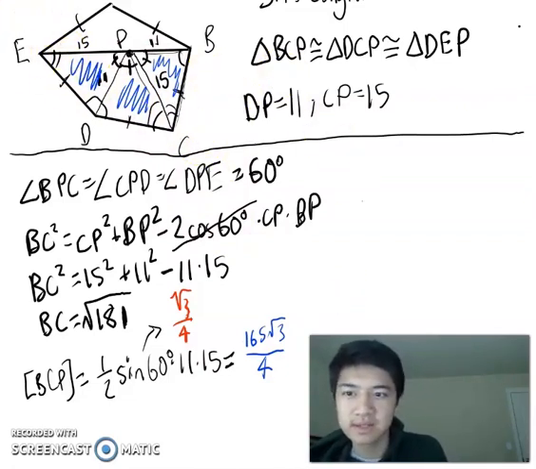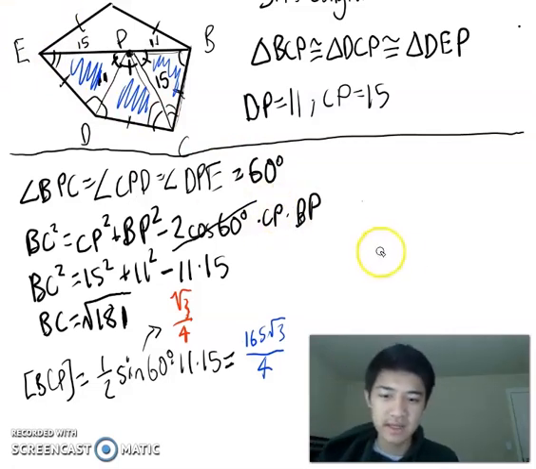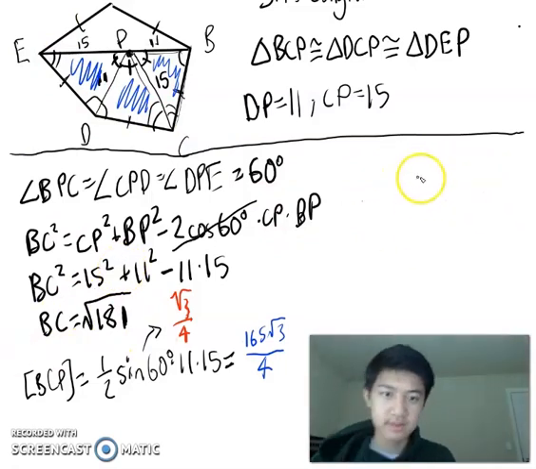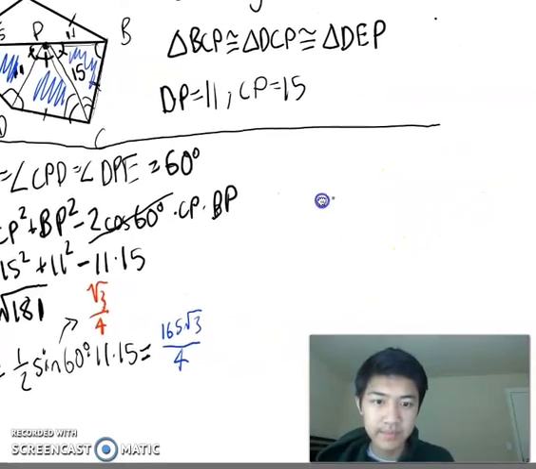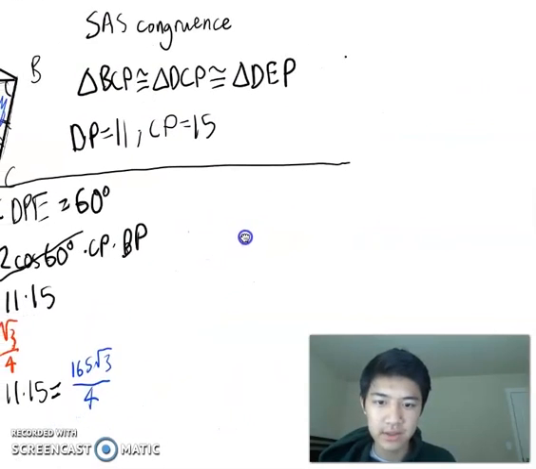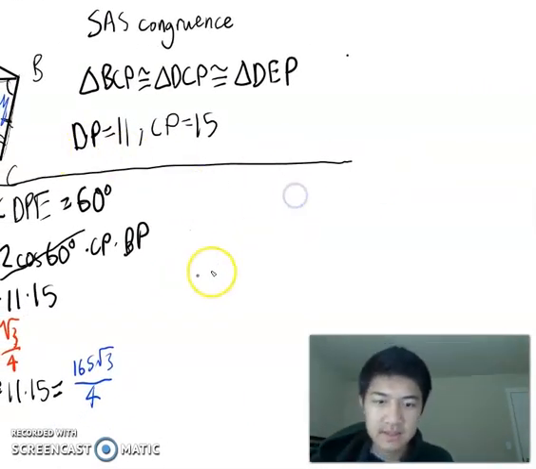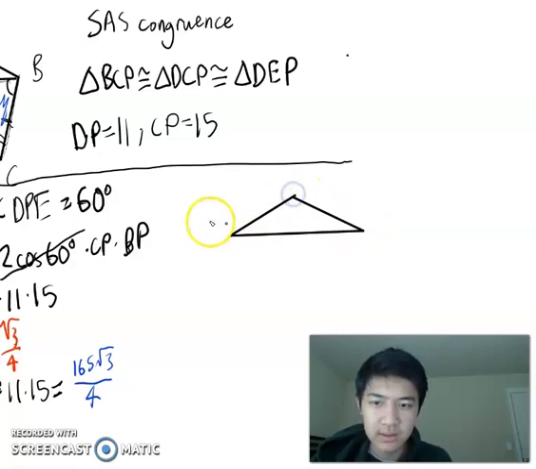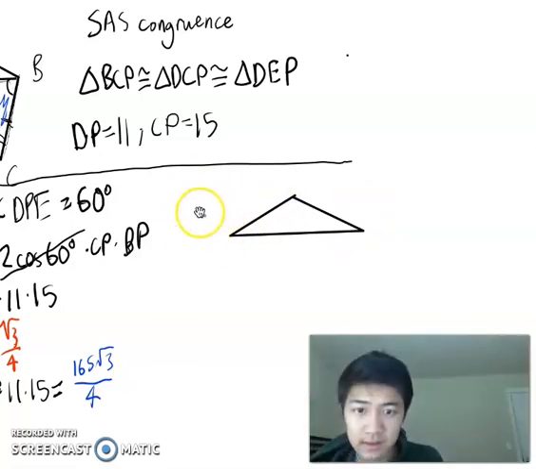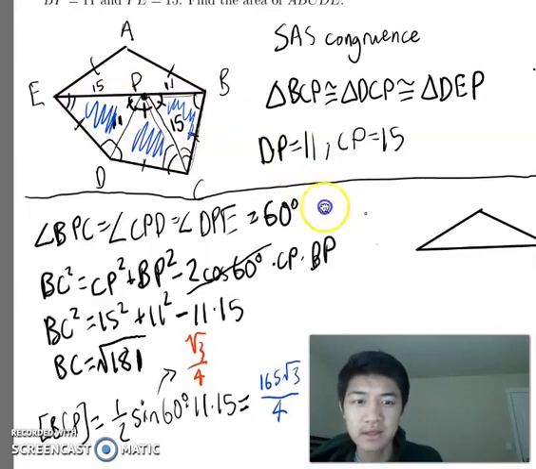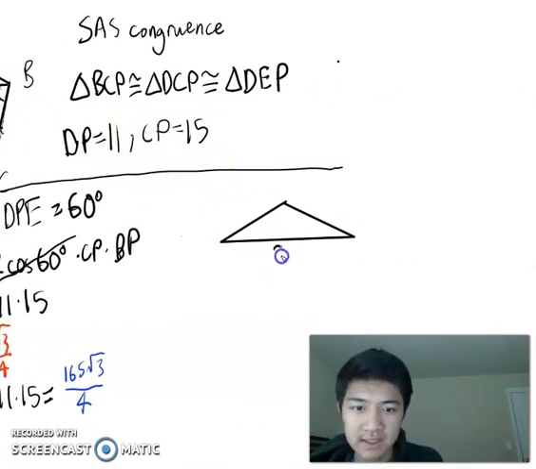And now all we need to do is calculate the area of the top triangle. To calculate the area of the top triangle, you might already notice what's going on. If you notice what the top triangle looks like, we can just redraw it over here. It's an isosceles triangle, and we have all the side lengths. It gives us already that BP is 11 and PE is 15. So it tells us that the bottom length should be 26.